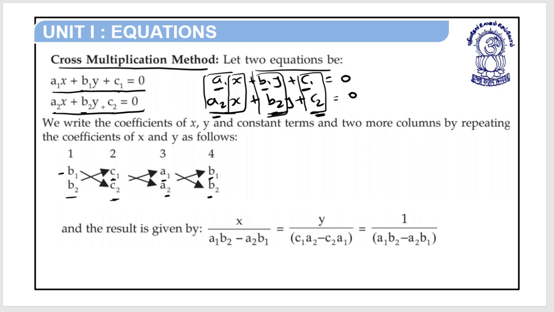So the result is given by x upon, here this term is written by mistake, so we correct it by writing B1 C2 minus B2 C1, y upon C1 A2 minus C2 A1, equals 1 upon A1 B2 minus A2 B1.